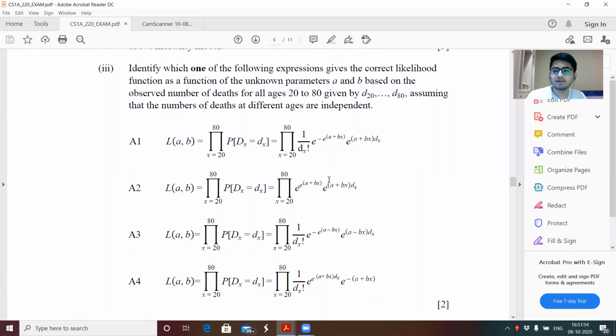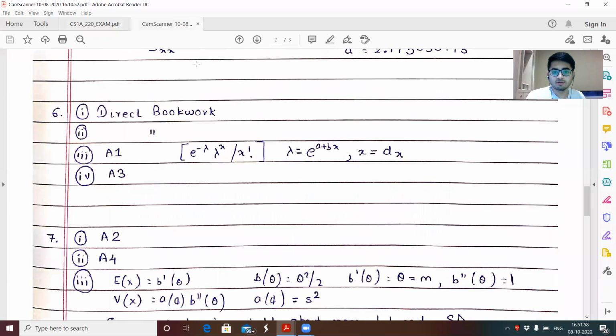Part 3 was identifying the likelihood. So I have a Poisson model. So for a Poisson, the probability at a point is nothing but e to the power minus lambda, lambda to the power x by x factorial. In this question, my parameter is e to the power a plus bx, and this point x is nothing but represented by dx, the number of deaths. So the correct option which will give us the right likelihood will be A1.